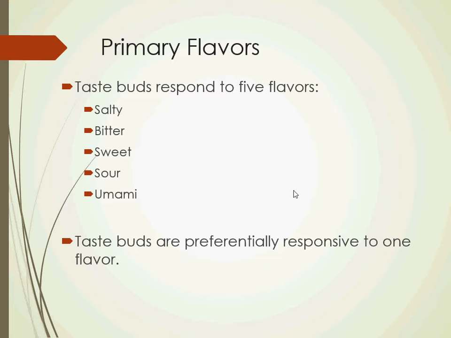Taste buds are, for the most part, preferentially responsive to one flavor over the other. It used to be believed that your tongue had a basic map, where the tip of your tongue might respond to sweet, whereas the sides of your tongue might respond to sour. But that has since been proven to not be true. So while most taste receptors have a taste that they'll respond to over another, it's not true that there's a map on your tongue for specific tastes.